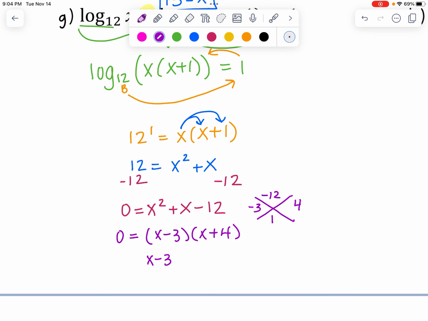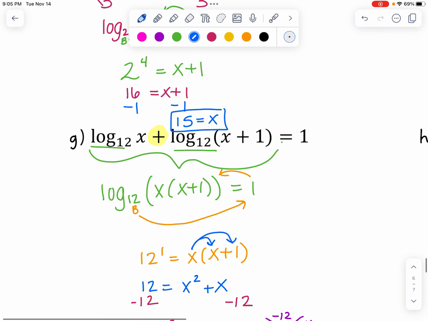Now we need to solve each of these factors. And I get x equals 3 and x equals negative 4. All right, we've got two answers, but we need to check them. So we'll start with 3.